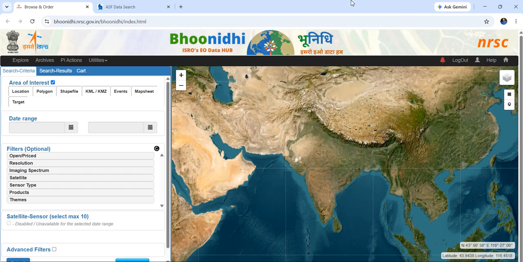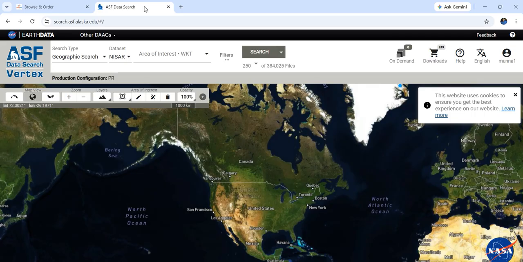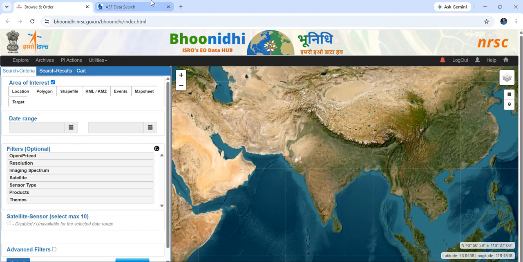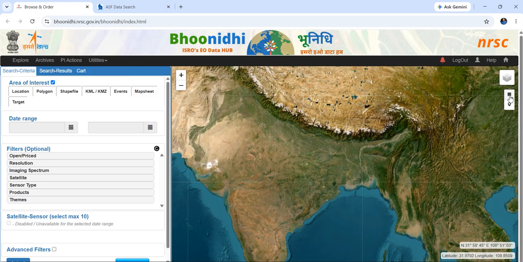The objective of this lecture is to understand how the NISAR products are organized, what information we get from these products, and which scientific applications we are going to use them for. Okay, so first, I'm opening two websites, one is Bhoonidhi and the other is ASF Datasearch. I'll tell you why I have used these two. Before that, I just wanted to show you a particular area.